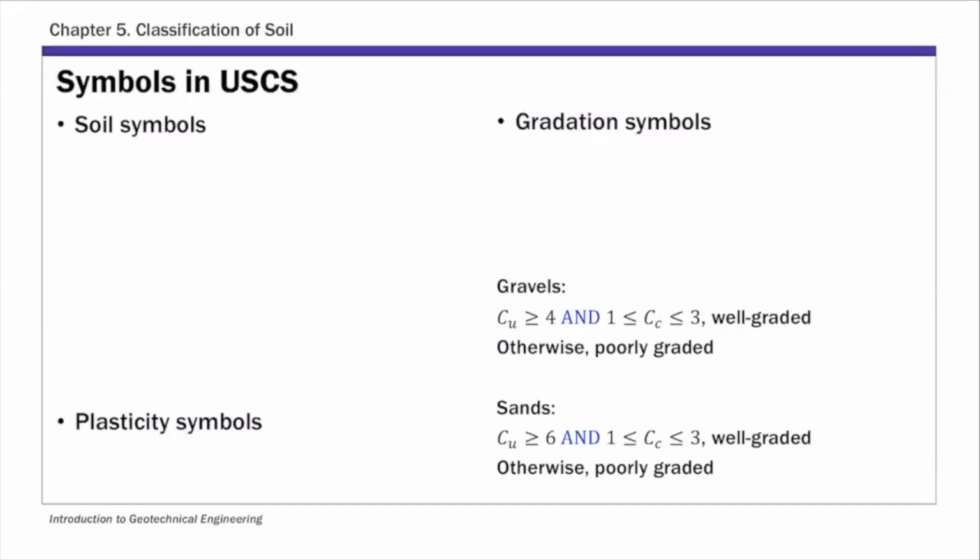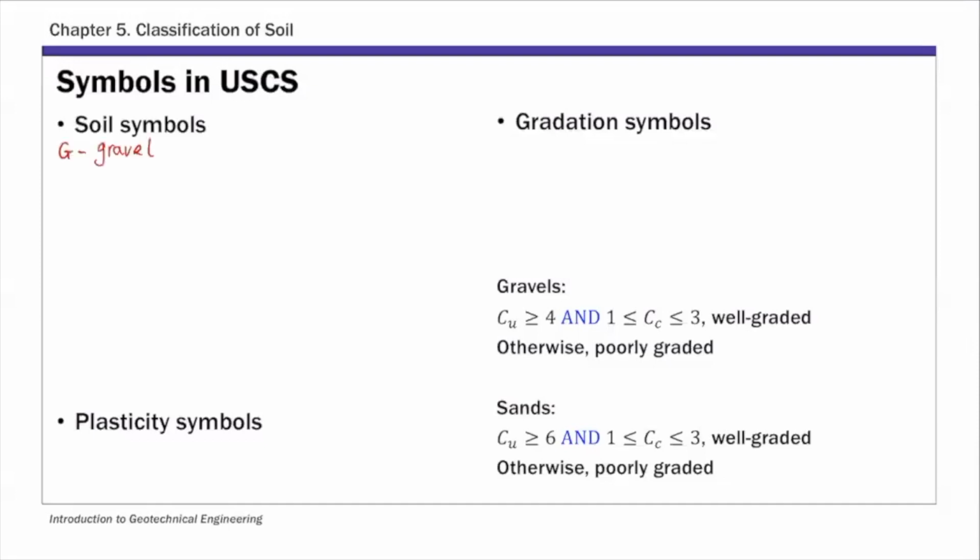So the first part of the USCS system is the group symbol, and there are a number of symbols in the USCS system. I classify them into soil symbols, plasticity symbols, and gradation symbols. I'm going to go over all of them. The first one, soil symbols. There are 6 soil symbols. So I'll start with the first one.